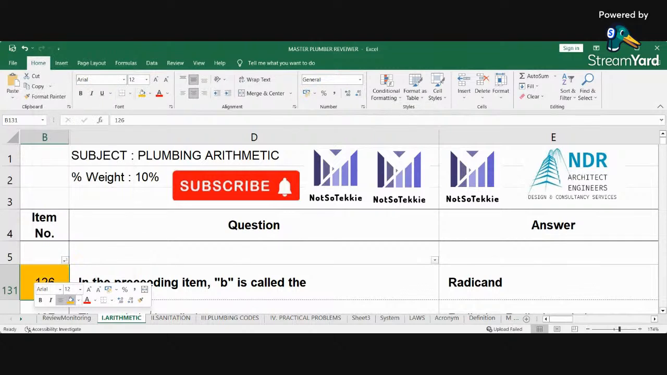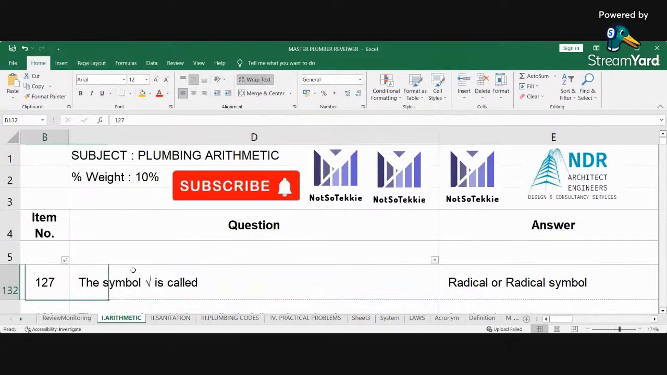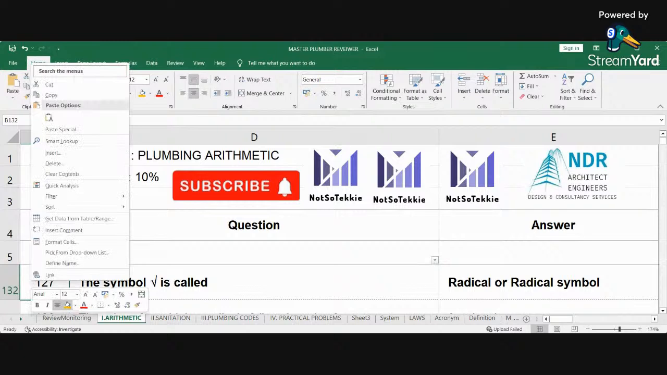127. The symbol for the square root is called the radical or radical symbol. The symbol for the square root is called radical or radical symbol.